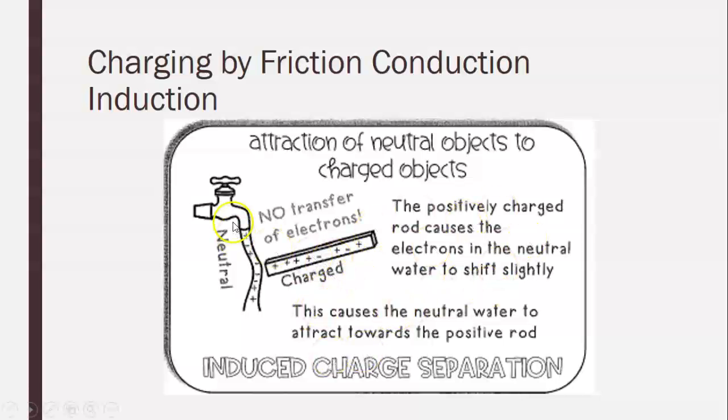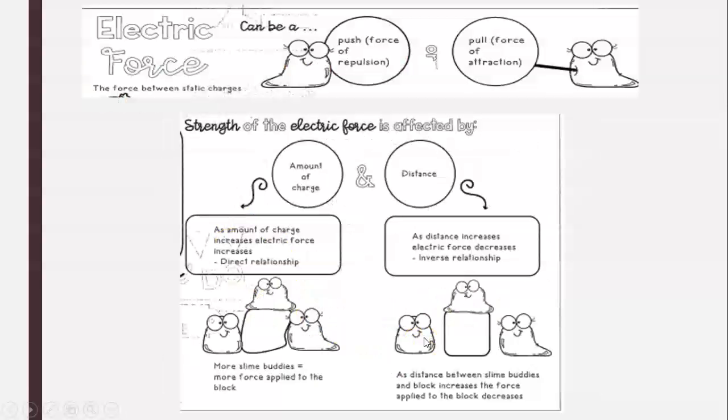Same thing with water. If you run a faucet of water, and then once again, if you charge something that is made out of iron or metal, you can actually get the water to wave back and forth, back and forth. This one says here, attraction of neutral objects to charged objects. The positive charged rod, see all the positive charges, causes the electrons in the neutral water to shift, and so it's going to be pulled to it. This causes the neutral water to attract towards the positive rod.